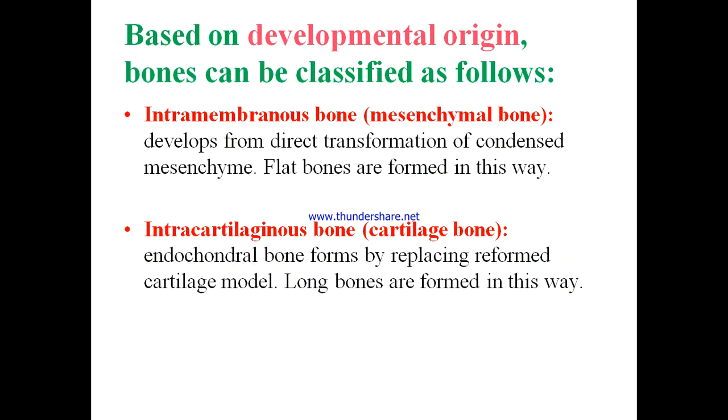On developmental origin, can classify bone into intramembranous bone, mesenchymal, and intracartilaginous bone or cartilage bone. Intramembranous develops from direct transformation of condensed mesenchyme, which flat bones are formed in this way. Intracartilaginous bone, endochondral bone, formed by replacing a preformed cartilage model. Long bones are formed in this way.